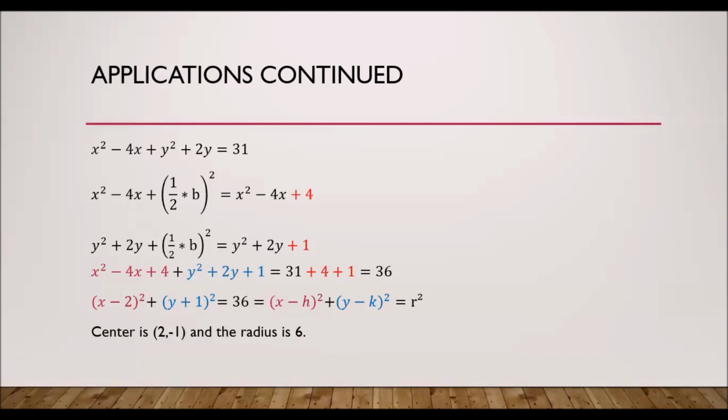Because I added 4 and 1 to my left side of the equation, I must also add it to the right side. I then get x squared minus 4x plus 4 plus y squared plus 2y plus 1 equals 36. After converting my left side portions to their respective binomials, x minus 2 squared and y plus 1 squared, I can use my standard form of the circle to see that my center of the circle is 2, -1.